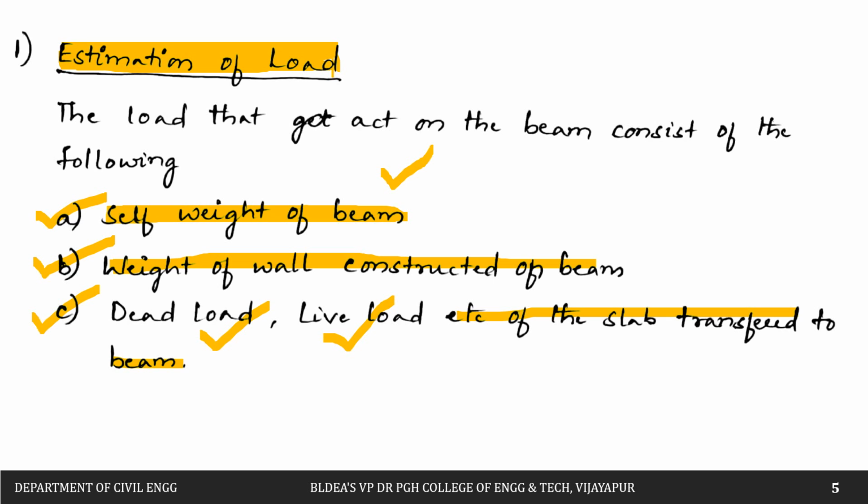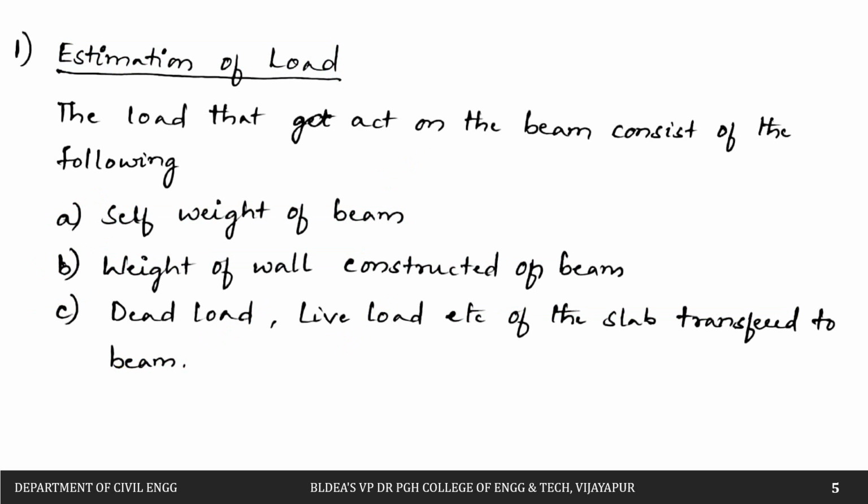That load might be the dead load, or the self weight of the slab, or the floor finishes you may have, or the live load for which the structure is being designed. So that load has to be transferred onto this beam. Based on this load, we are going to design the beams. Right. First one is estimation of loads.